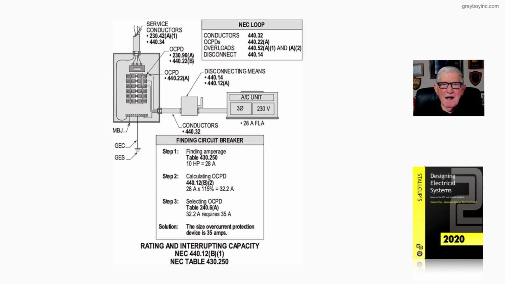Now by applying this procedure, we are complying with rating and interrupting capacity in accordance with 440.12b1 as well as table 430.250 and the NEC. And as previously quoted to you, our horsepower rating will disconnect running and lock rotor currents because they will be the same. It would be basically a 10 horsepower rating that we would have to have. And that's what this illustration and figure 19-5 is illustrating.